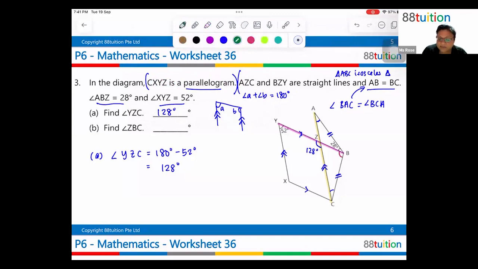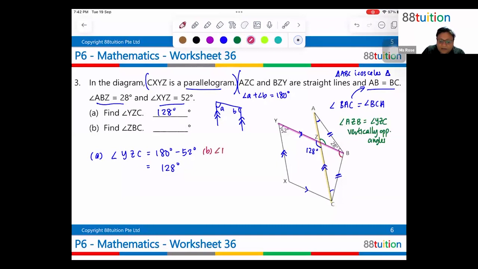They tell us this information for a reason. The reason being, they want to tell you that this angle, angle AZB, must be equal to angle YZC. They're saying that these angles are equal to each other. Why? Because they are vertically opposite angles. That's the property they want us to use so that we can find angle BAC.